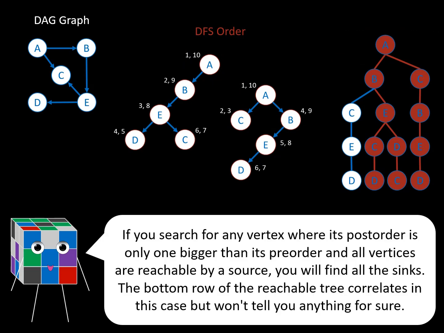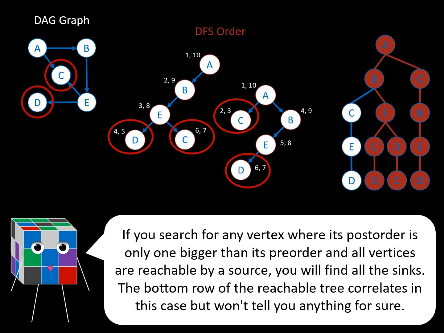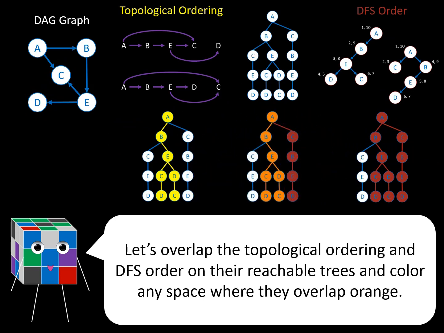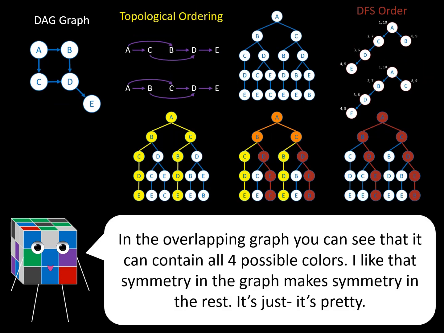If you search for any vertex where its postorder is only one bigger than its preorder and all vertices are reachable by a source, you will find all the sinks. The bottom row of the reachable tree correlates in this case, but won't tell you anything for sure. Let's overlap the topological ordering and DFS order on their reachable trees and color any space where they overlap orange. In the overlapping graph, you can see that it can contain all 4 possible colors. I like that symmetry in the graph makes symmetry in the rest.